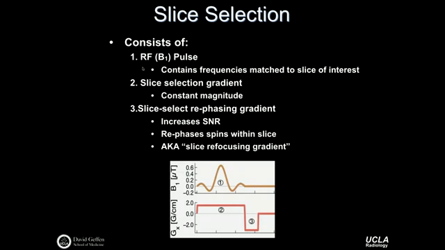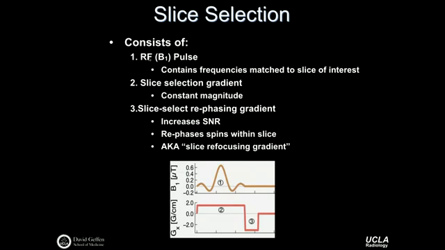The RF pulse. The RF pulse has to contain frequencies matched to the slice of interest. What does that mean? It has to have a center frequency that's matched to the slice, and it has to include not just the center frequency, but a range of frequencies close to the center frequency, such that it excites a relatively narrow range of isochromats that are equivalent to the slice that we want to excite.